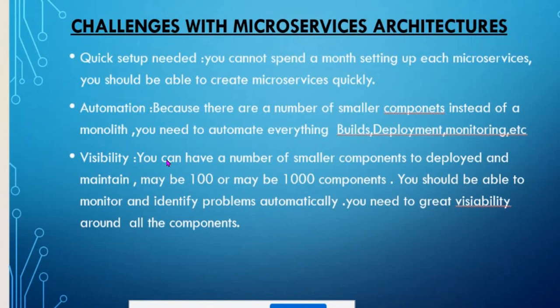Then challenges with the microservices architectures. Quick setup is needed, which means you cannot spend a month setting up each microservice. You should be able to create a new microservice quickly. Automation: because there are a number of smaller components instead of a monolith, you need to automate everything, such as builds, deployments, monitoring, etc. Visibility: you can have a number of smaller components to deploy and maintain, maybe 100 or maybe 1000. You should be able to monitor and identify the problems automatically. You need to create visibility around all components.